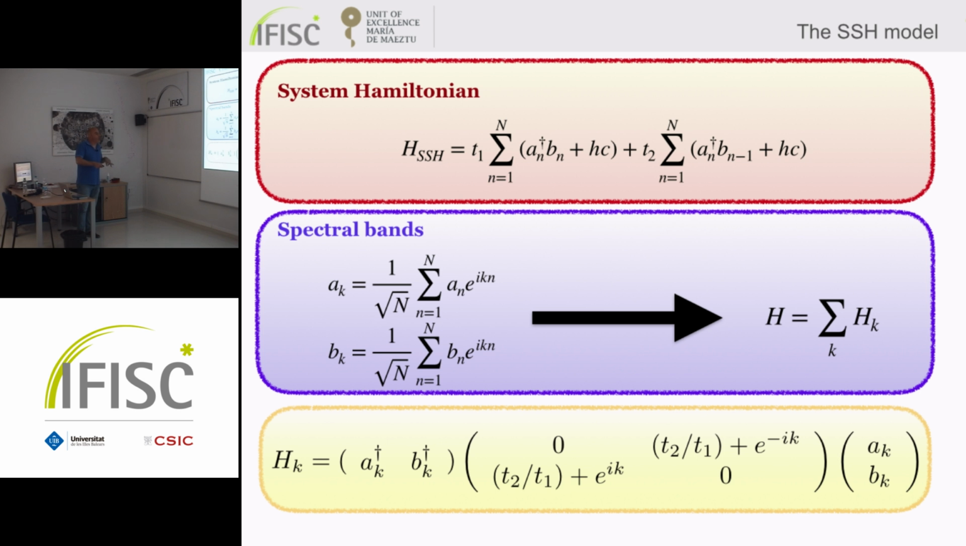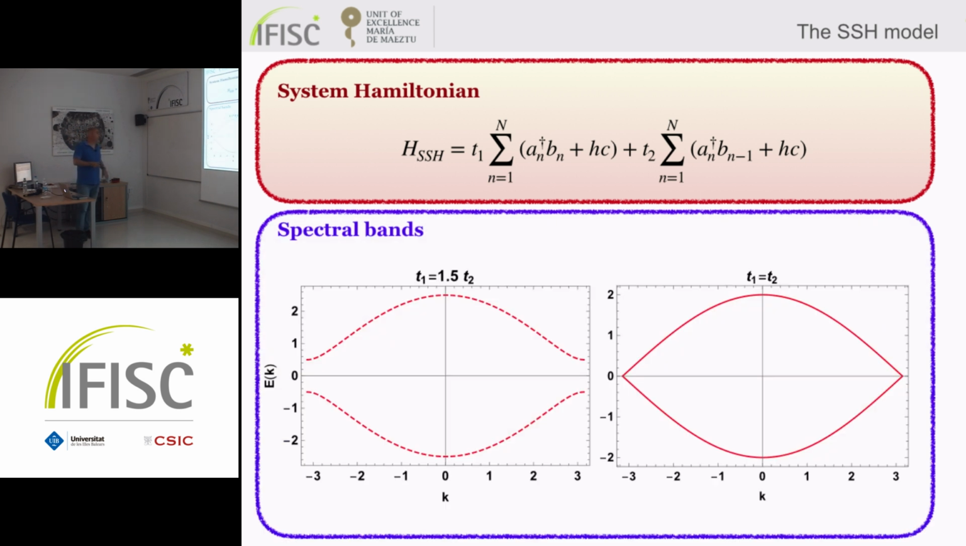You calculate the eigenvalues of this matrix, and you find the band structure of the model, which has this form. If T1 is different from T2, you get this two-band structure with a gap between the two bands. Only in the case T1 equal to T2, the gap closes, and you have a continuum band, only one. This is in the Bravais lattice representation, of course.